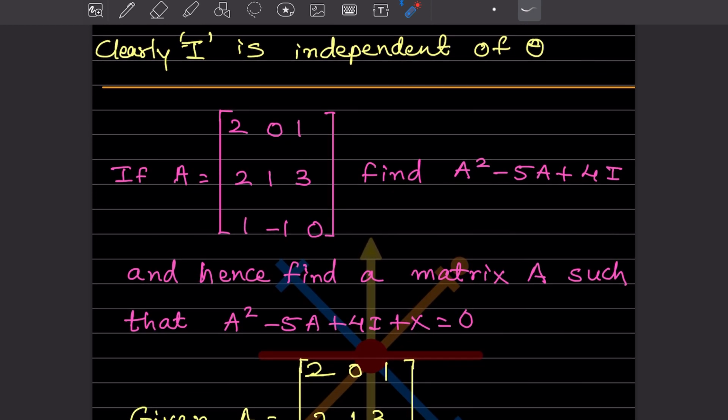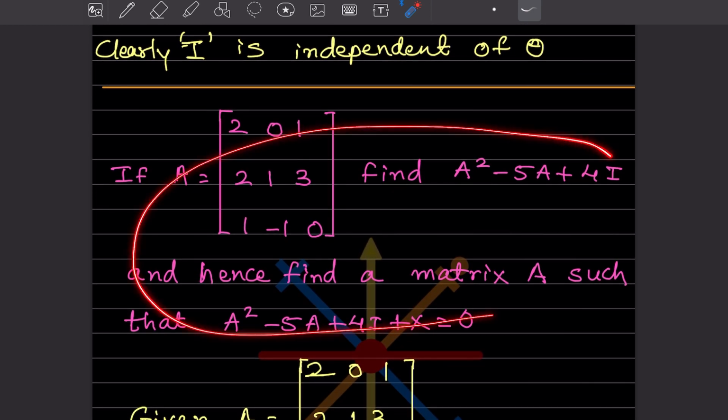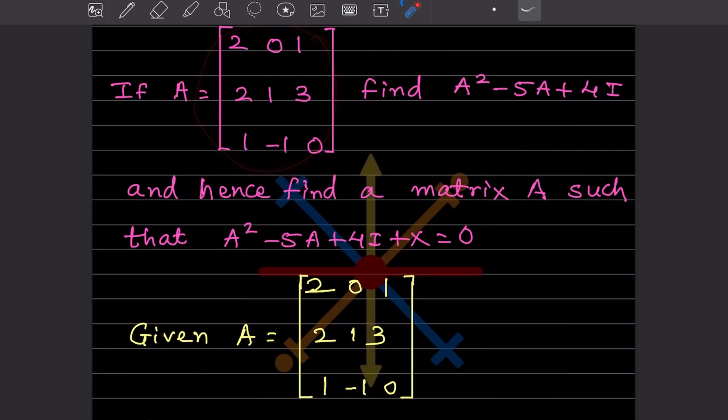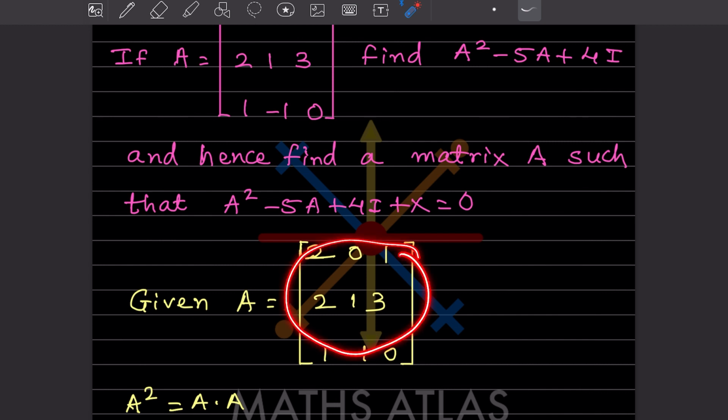So now let us see here. This is the question given, and we have to find a matrix A such that A square minus 5A plus 4I plus x is equal to 0. So the matrix is given, so I wrote it as it is. Now we have to find this one.